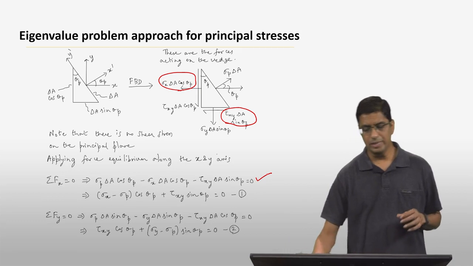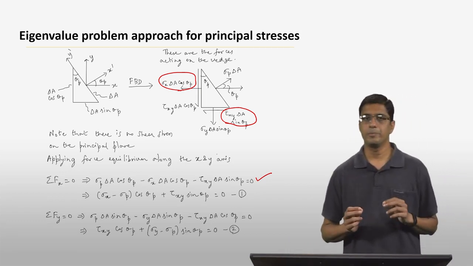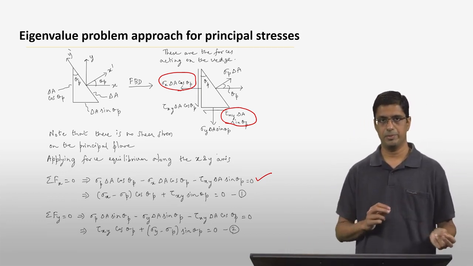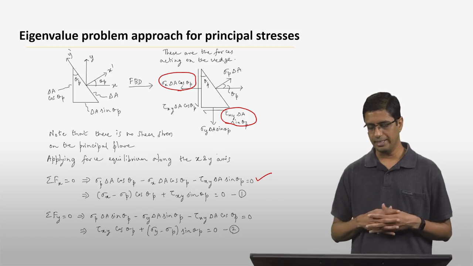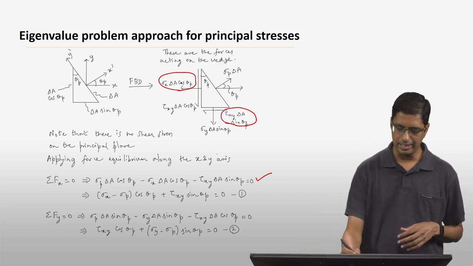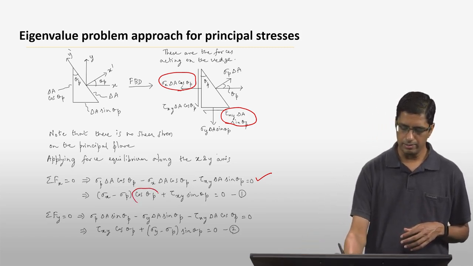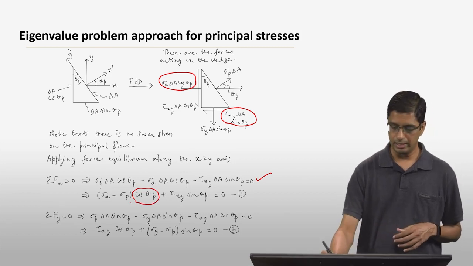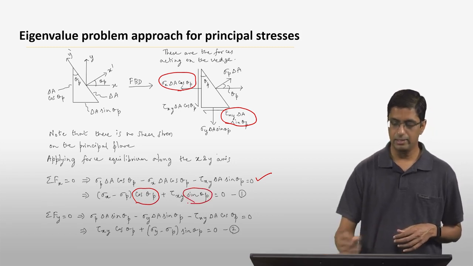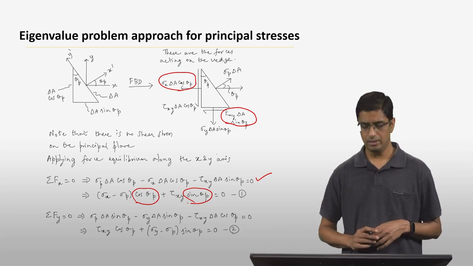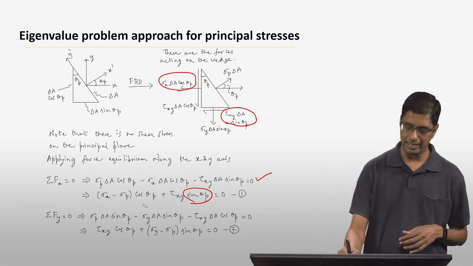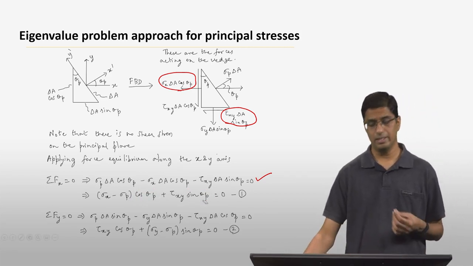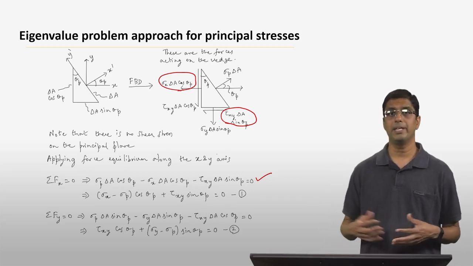Now, once you get an equation like that, I am doing some rearrangement of the terms, and you will see why we are doing this later on. So what I have done is I have grouped all the terms with cos theta p and grouped all the sine terms with sine theta p. That's why I have written this as sigma x minus sigma p times cos theta p plus tau xy times sine theta p is equal to 0.